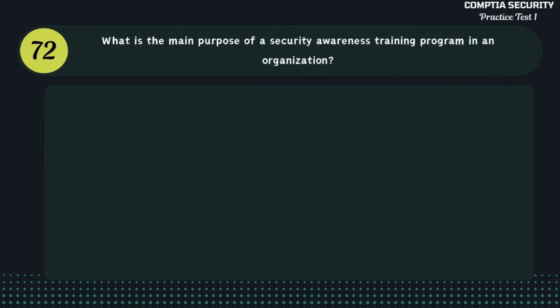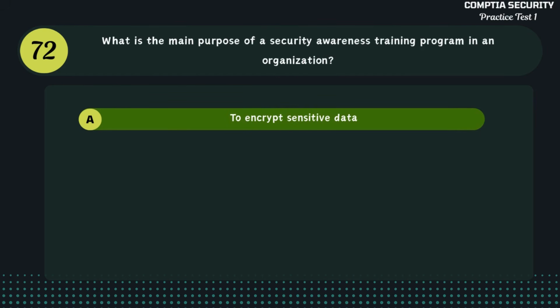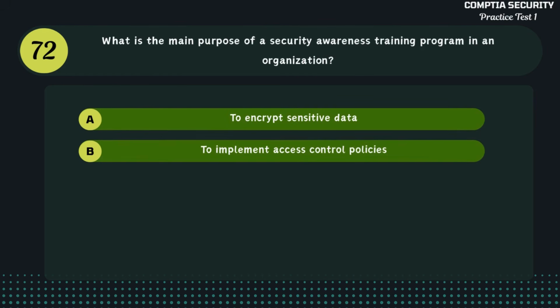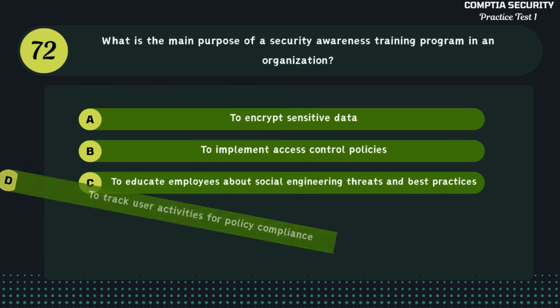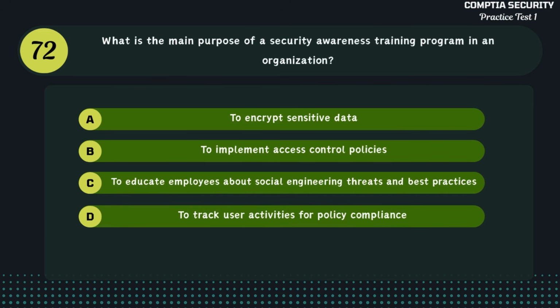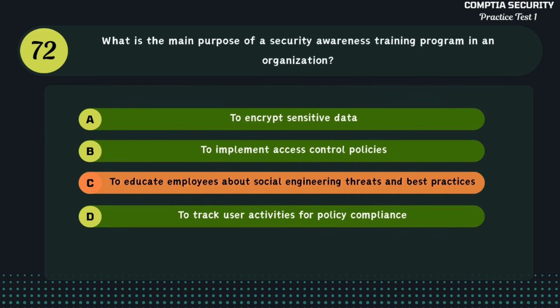Question 72. What is the main purpose of a security awareness training program in an organization? A. To encrypt sensitive data. C. To educate employees about social engineering threats and best practices. D. To track user activities for policy compliance. Correct answer C. To educate employees about social engineering threats and best practices.